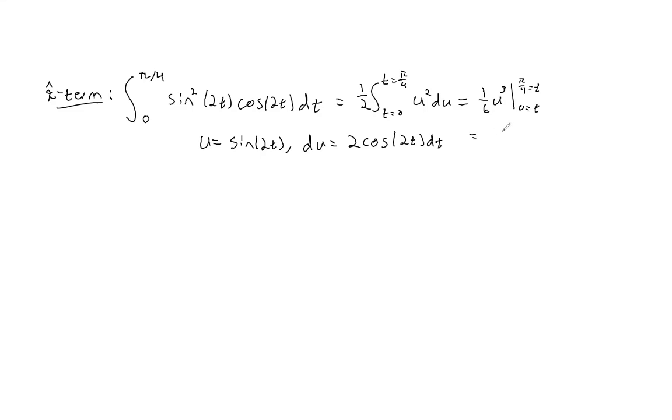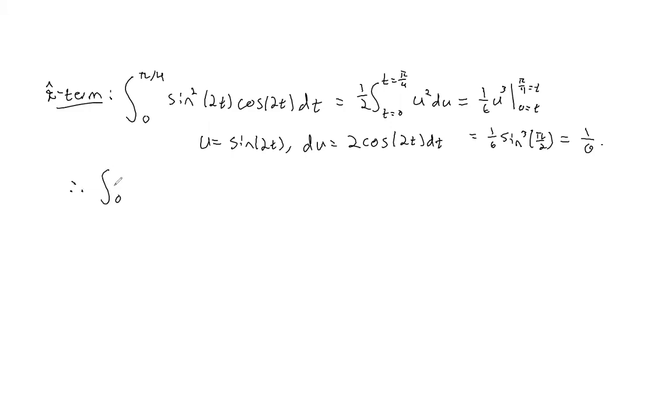Since u is sine of 2t, that's going to become 1/6 sine cubed of, I'm only going to write pi over 2 here, since sine of 0 is 0 and sine of pi over 2 is 1, so that's just 1/6. So at the end of the day, that's the k term. The whole thing is just the sum of all of these things.